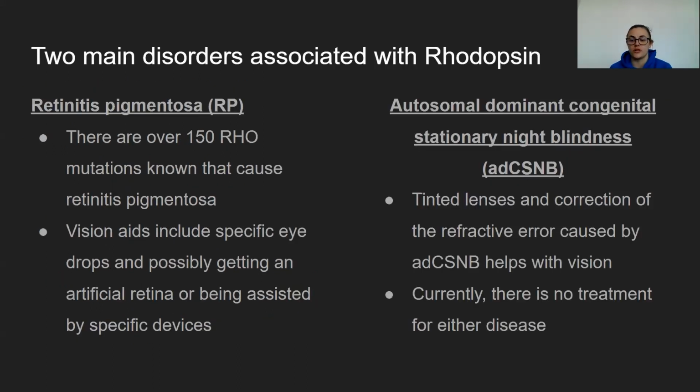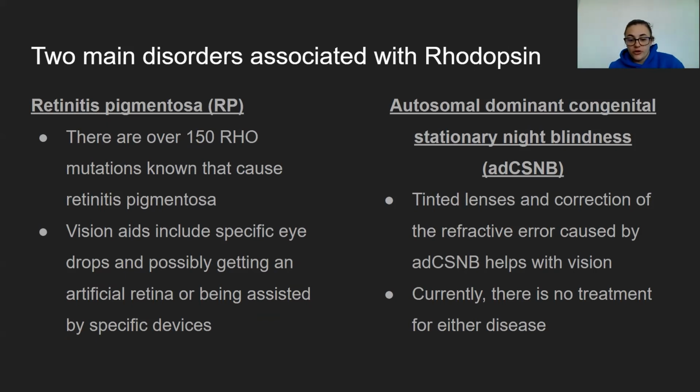There are two main disorders associated with the protein rhodopsin: retinitis pigmentosa and autosomal dominant congenital stationary night blindness. There's no overall treatment for either of them, and this is mainly attributed to the fact that there are over 150 RHO gene mutations that cause these disorders.